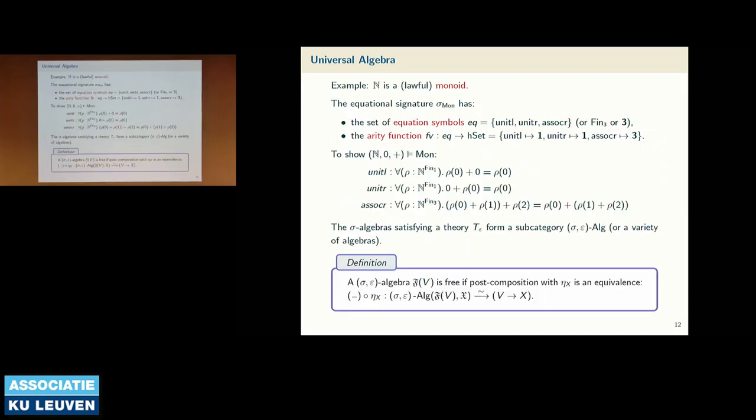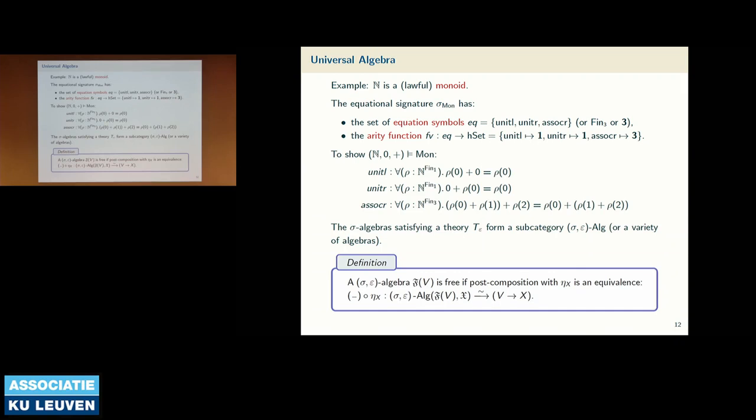So as an example, monoid would have the equation symbols unit left, unit right, associativity, and the arity of unit is 1. The arity of associativity would be 3. To prove that natural numbers satisfy the equations of monoid, we just need to prove these equations. And the sigma algebras satisfying theory T would form a subcategory of sigma algebras.